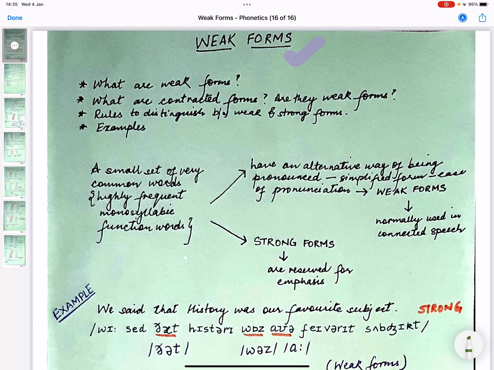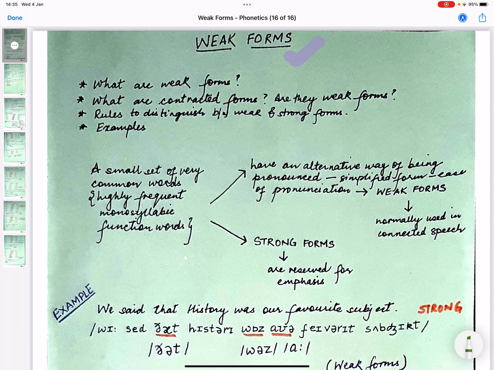Hi guys, in this video I'm going to tell you about weak forms: what are weak forms, what are contracted forms, what are the rules to distinguish between weak and strong forms, and of course I'm going to give you examples to help you understand these rules.